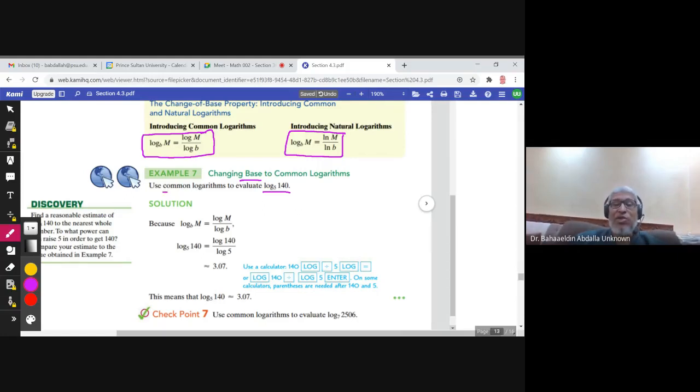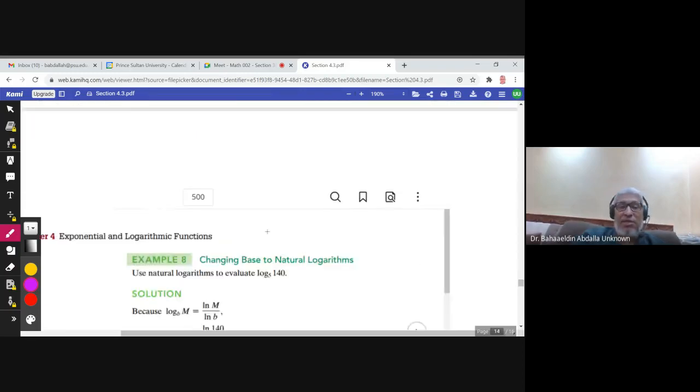Here it says use common logarithms. So you should know what common logarithms are. For common logarithms, the base is 10. So you write log base 5 of 140 as log 140 over log 5. Okay. Use common logarithms to write this. So it is log 2506 over log 7. Okay, and you can use the calculator and write the answer.